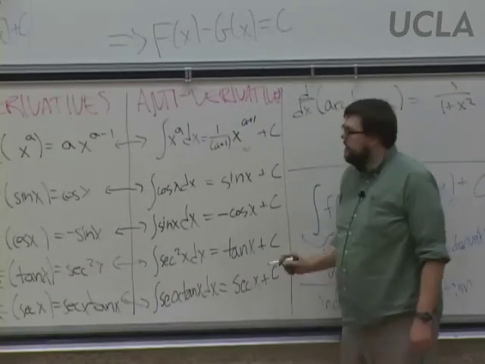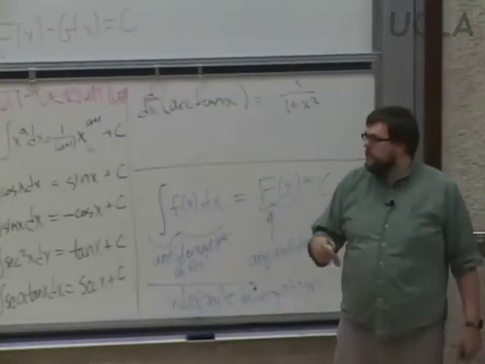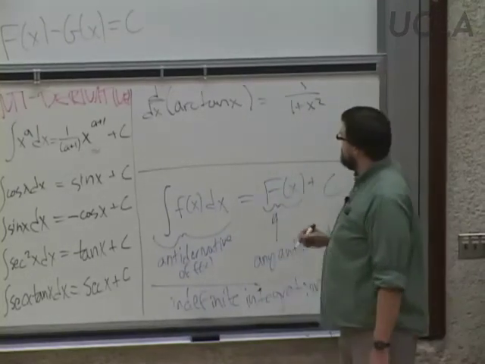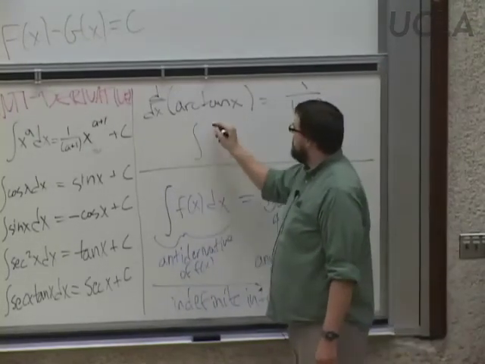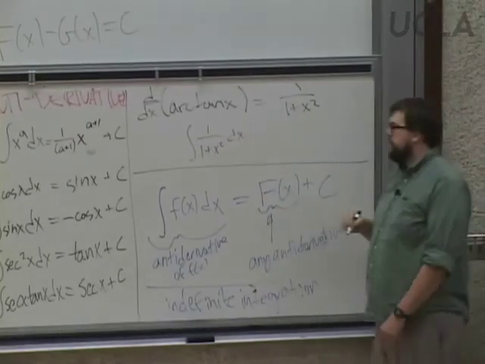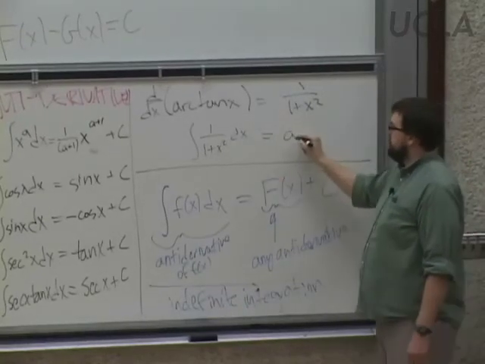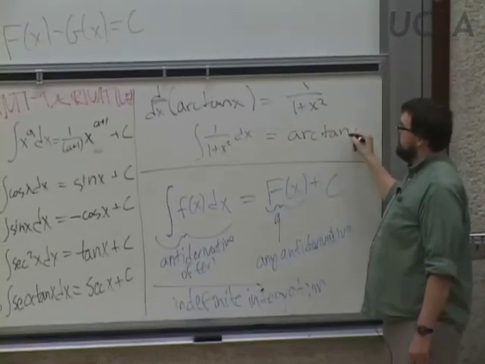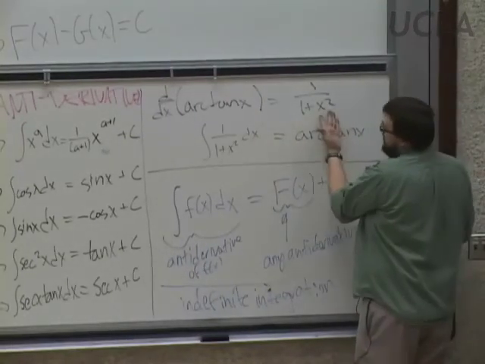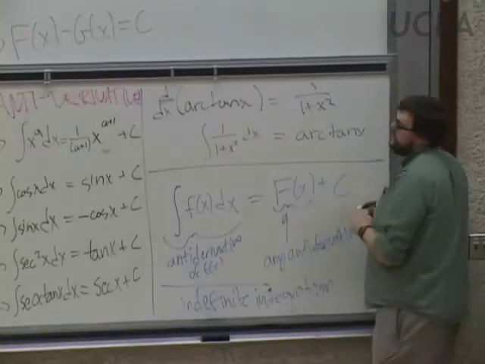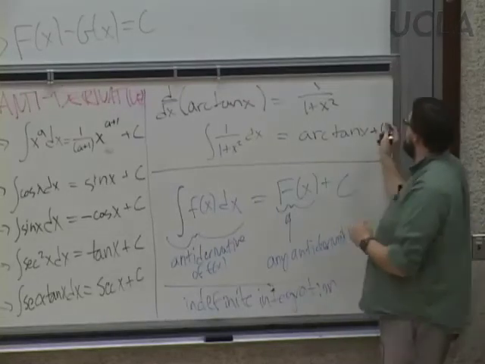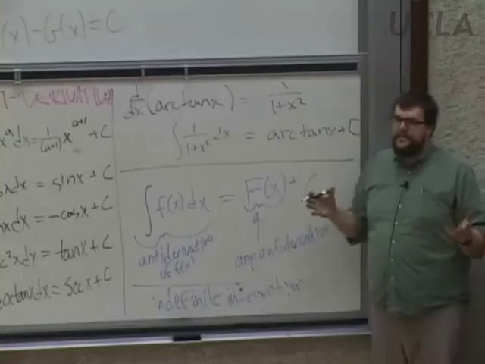So every single rule that we wrote down for derivatives has a corresponding rule for antiderivatives. In fact, we have one more that we wrote down. The derivative of arctangent is 1 over 1 plus x squared. So what's the integral of 1 over 1 plus x squared? I'm sorry, the antiderivative, or indefinite integral. Yeah, it's arctangent. Since the derivative of arctangent is 1 over 1 plus x squared, the antiderivative of 1 over 1 plus x squared has to be arctangent, plus c, yes.